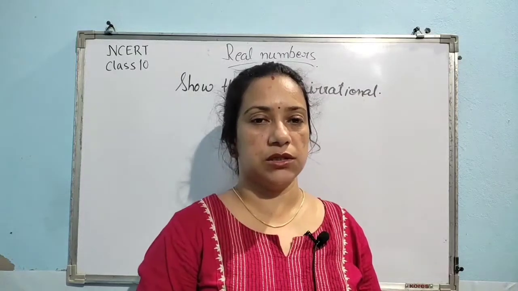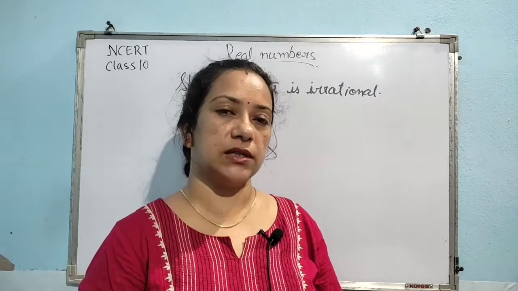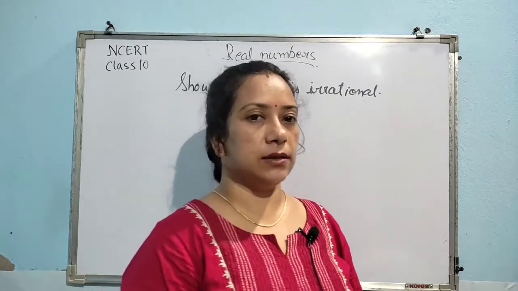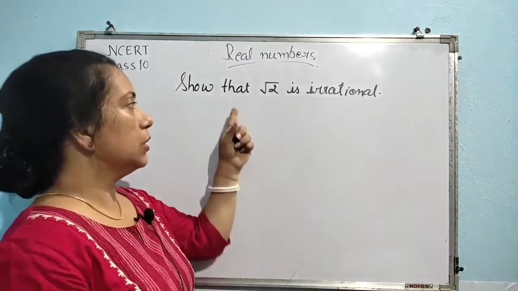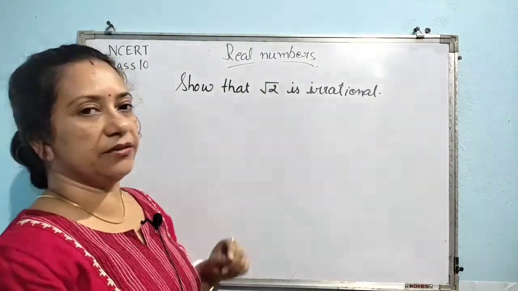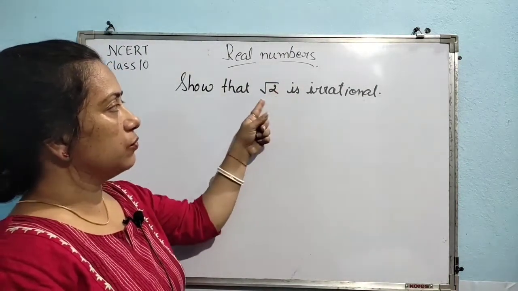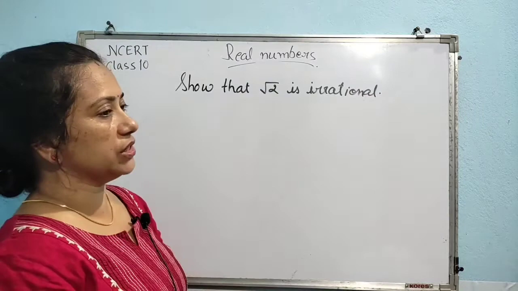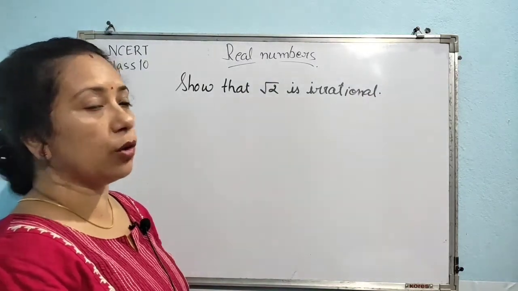Hello my dear students, today in this video I will be discussing some questions from exercise 1.3 and some more questions from examples. Okay, so I have taken the first question: show that root 2 is irrational. Whenever we get this type of question where we have to prove something to be irrational, we will prove it by a technique called proof by contradiction.